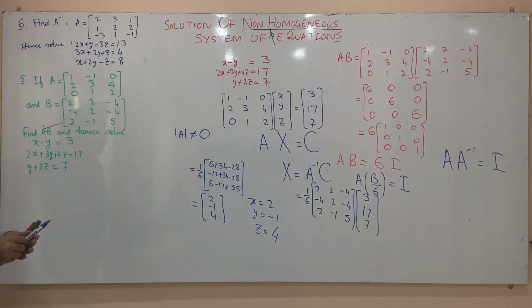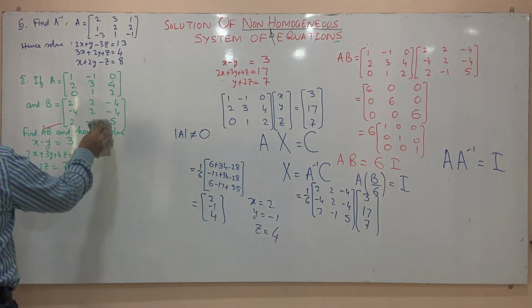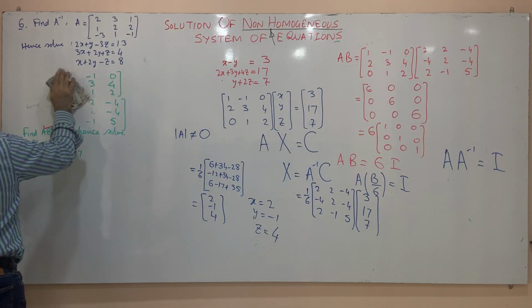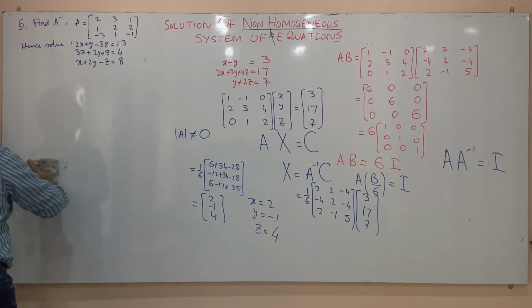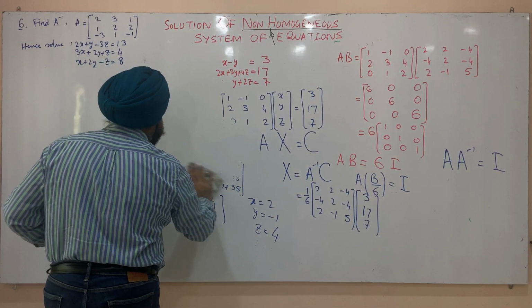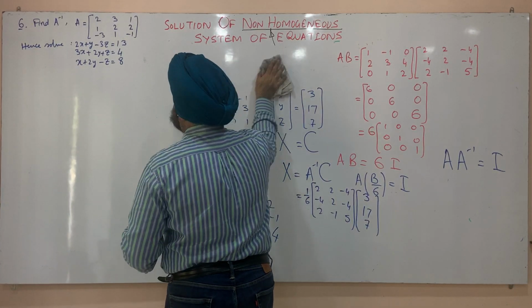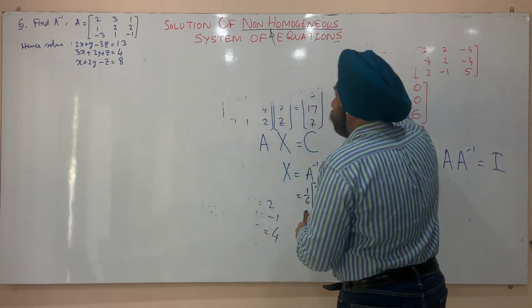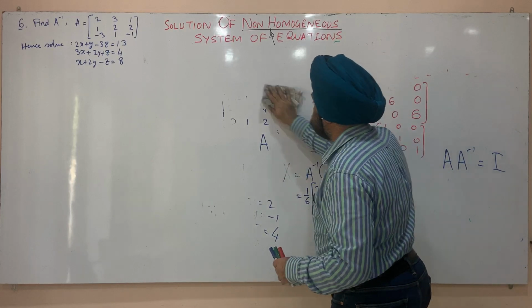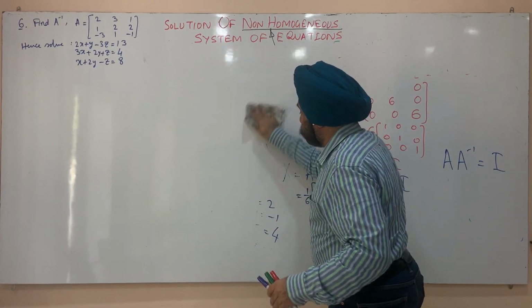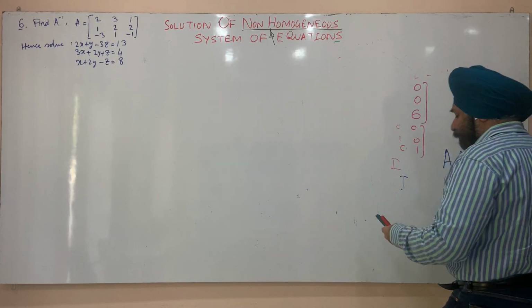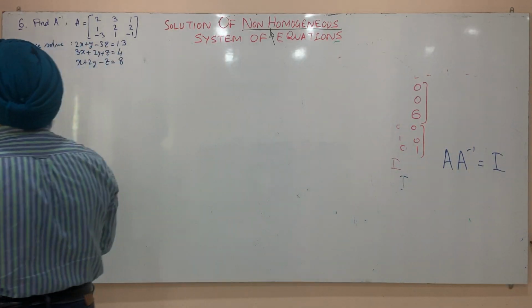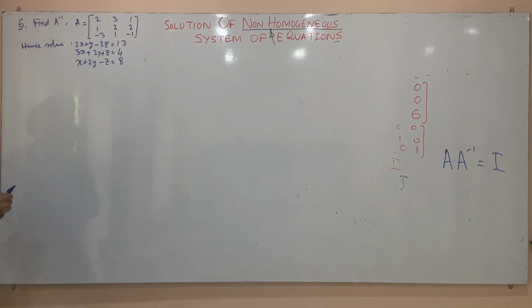We discuss another question. Here we have to find A inverse for a given matrix A. After that, we have to hence solve the given system of equations. So let us follow the steps. First of all, we have to find A inverse.